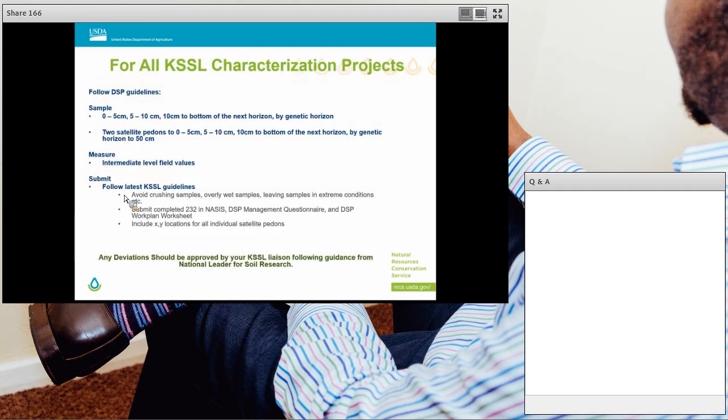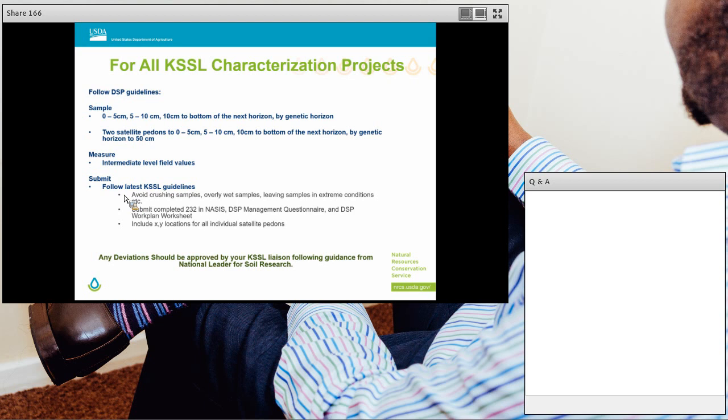So for all KSSL characterization projects, I think Chad might go through this a little bit, but we are going to follow these DSP sampling guidelines. We want to start to get a good, robust data set so that we can say stuff. Instead of having to say, oh, we don't collect that information or we don't have enough detail to know, we're going to do a little bit of extra work up front, and we're going to collect data in a way that we can say something about dynamic soil properties really for every piece of information we gather.